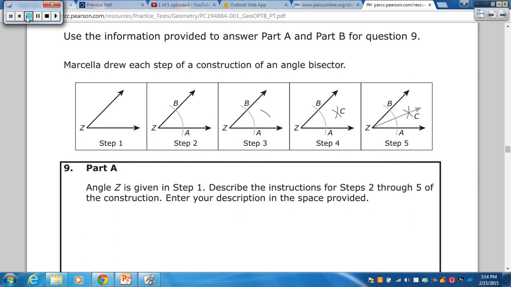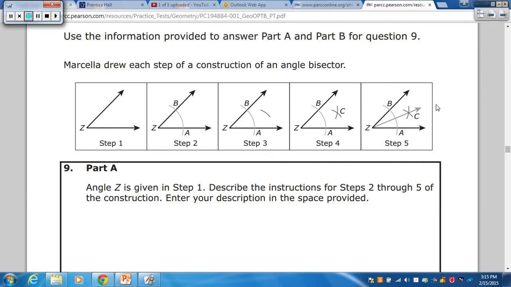Okay, now for number 9, we're told that angle Z is given in step 1. Describe the instructions for step 2 through 5 of the construction and your description in the space provided. If I was to describe it, I would say something like this. Placing the compass point at point Z, I'm going to make an arc that's equidistant from that endpoint, from that vertex, and then label those points A and B. That's step 2. From point A, I'm going to make an arc that's greater than half the distance between A and B. For step 4, I'm going to make another arc that's the same distance as from A, and where they cross, I'm going to label it point C, and then I'm going to connect point Z to point C.